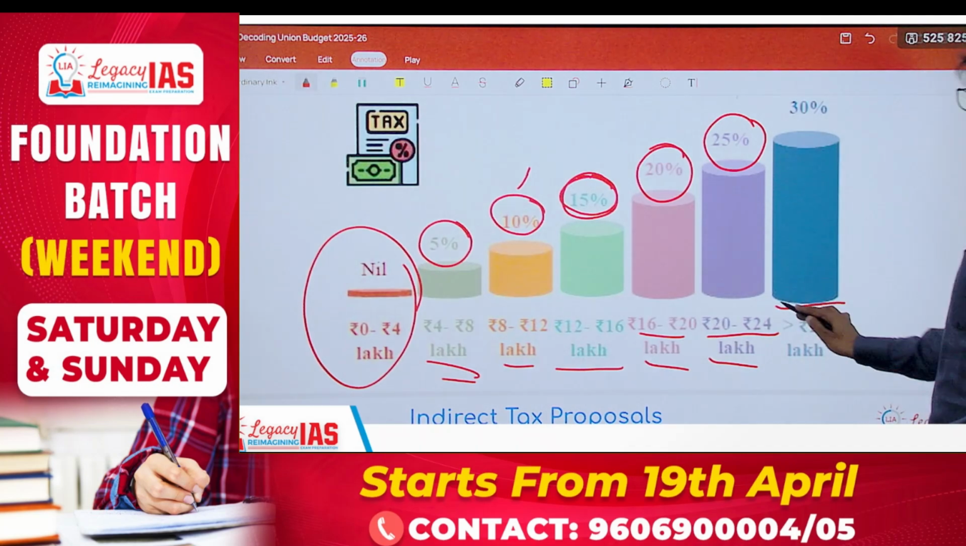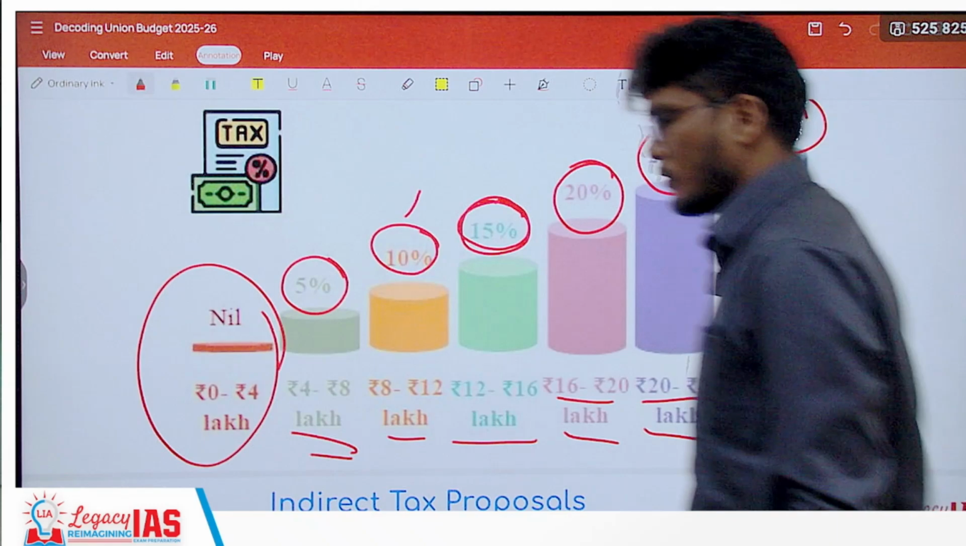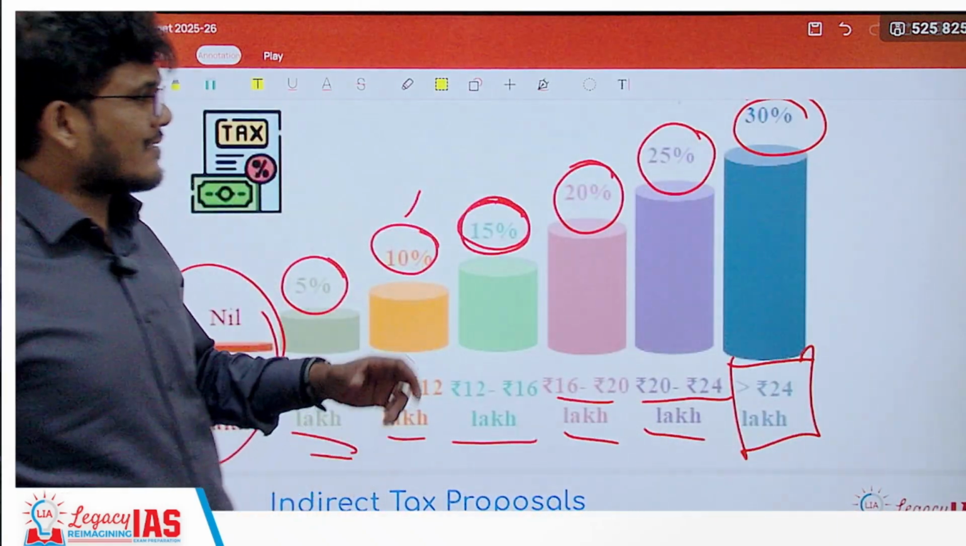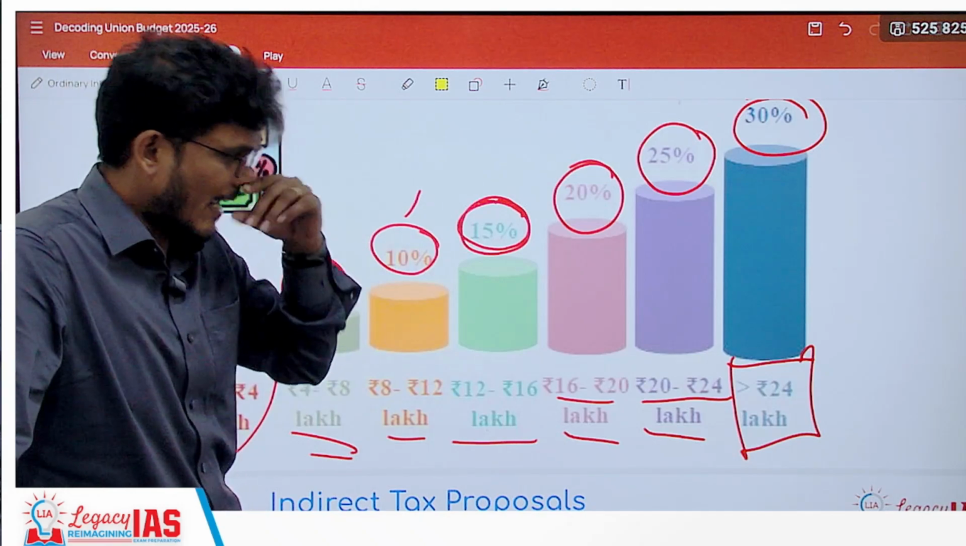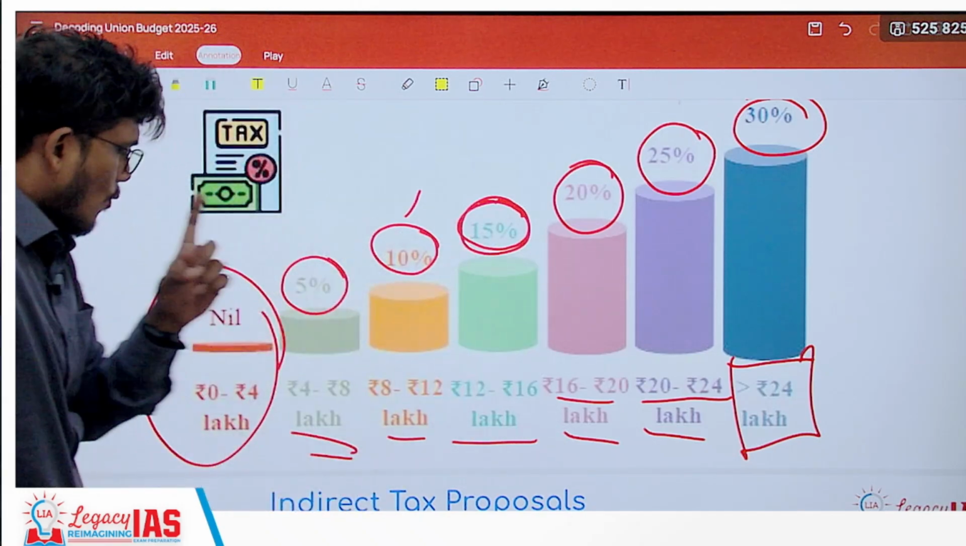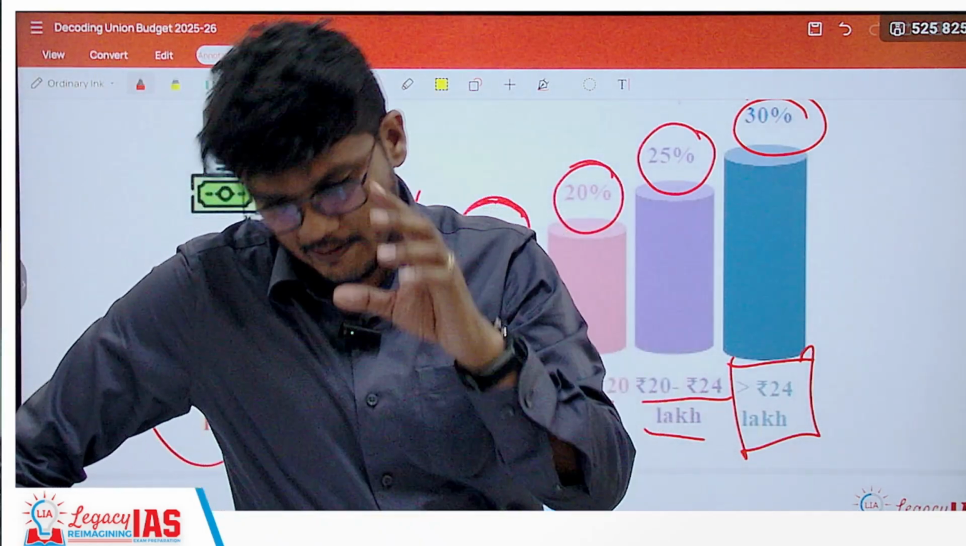And only when your income is exceeding 24 lakhs will you have to give 30% or more. So there is a lot of relief for the middle class over here. I hope that is absolutely clear. Now, one more thing to be remembered is that up to 12 lakhs effectively you may have no tax at all.